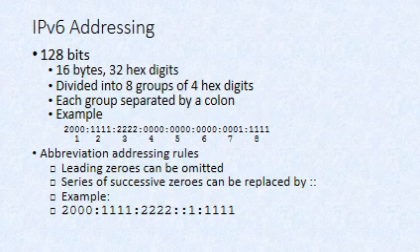So let's look at how an IPv6 address works. An IPv6 address consists of 128 bits. It is written in hex digits, so we will write a total of 32 hex digits. These are written as 8 groups of 4 hex digits, each separated by a colon. An example of an IPv6 address is 2000:1111:2222:0000:0000:0000:0001:1111.